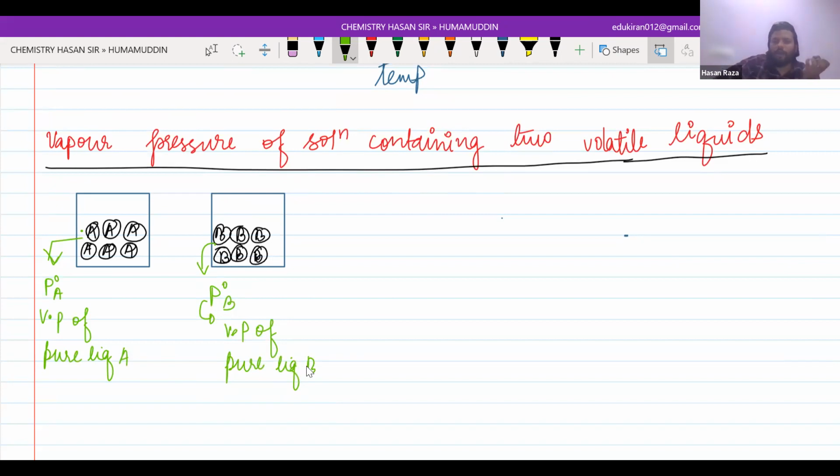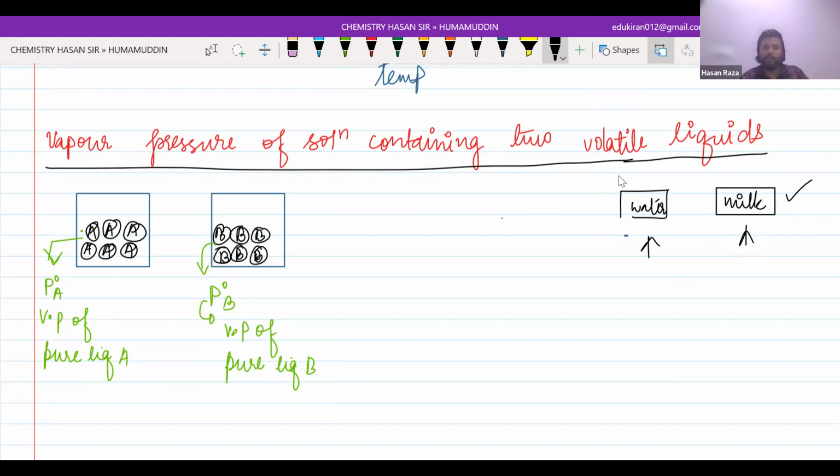Actually, what I am trying to tell you is that if you have water, you are going to boil it at 100 degrees centigrade. That means at 100 degrees centigrade, the water will be in vapor form. Now, just take another example. There is a container in which water is there, and you are going to boil it alone. And there is another container with milk, and you are going to boil it. There will be another boiling point. Basically, both will have different boiling points.